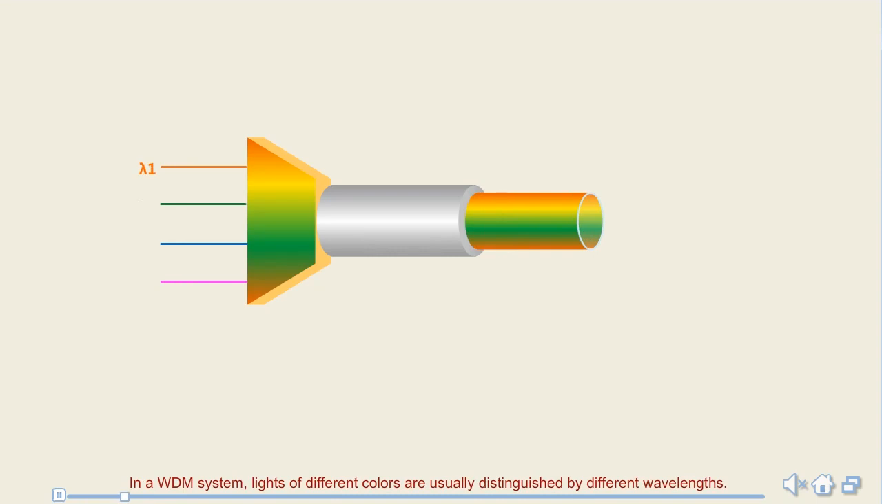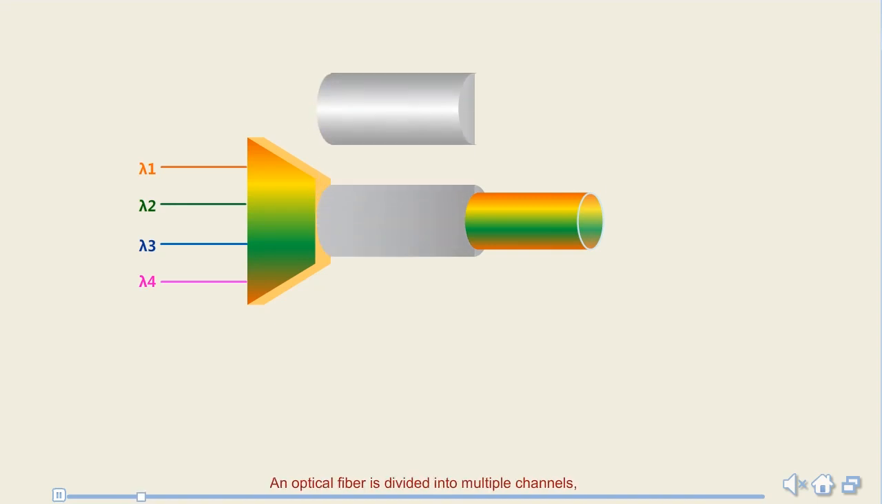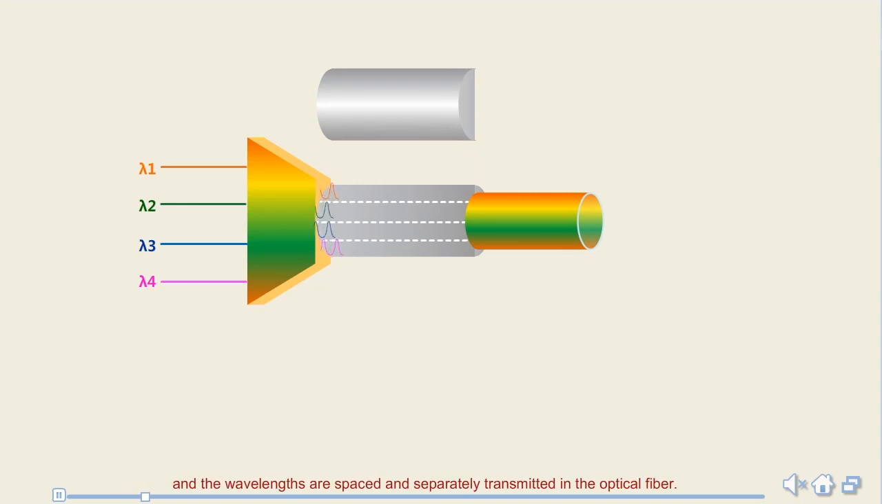In a WDM system, lights of different colors are usually distinguished by different wavelengths. An optical fiber is divided into multiple channels, and the wavelengths are spaced and separately transmitted in the optical fiber.